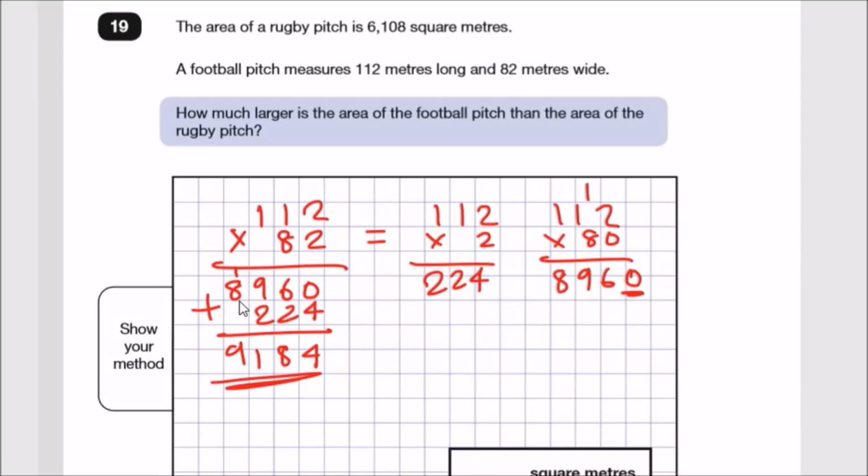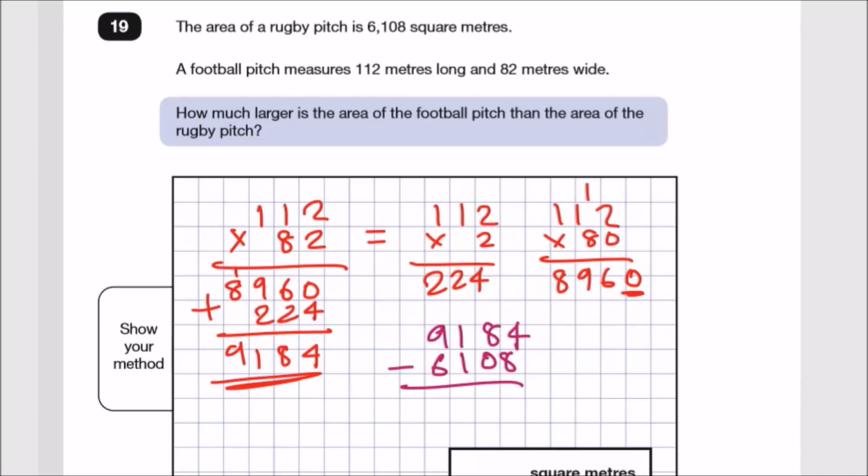So now we can see that the football pitch is so much bigger than the actual rugby pitch. The question is, how much bigger is it? So just to double check, the way to do this, we just have to subtract the numbers. So we can say therefore, I'm going to change the color pen, it is bigger by 9184 minus 6108. Okay, let's have a go.